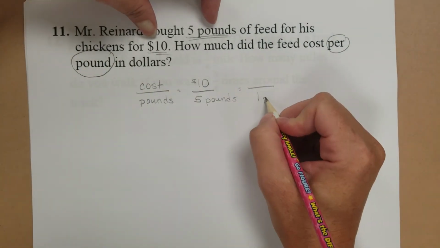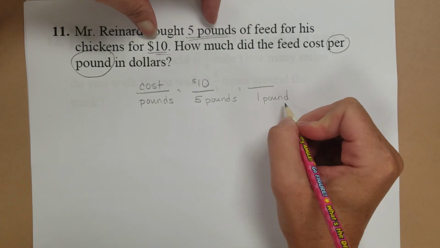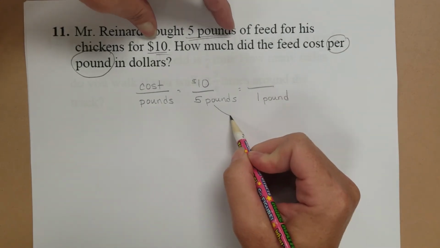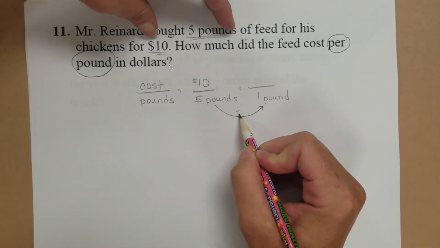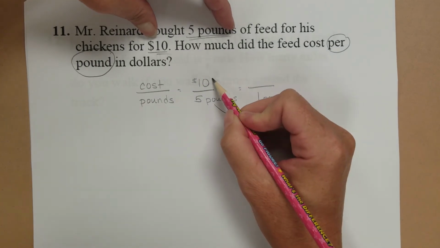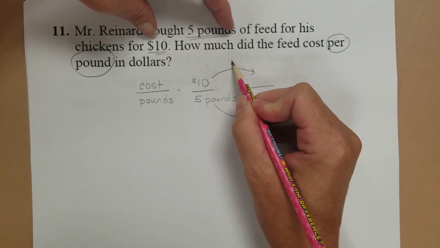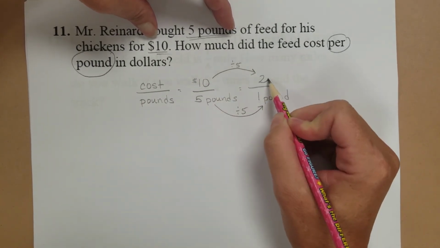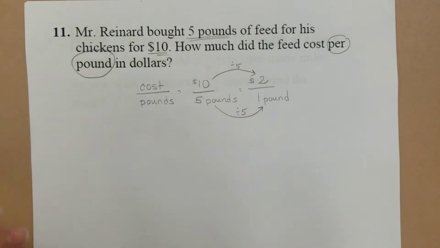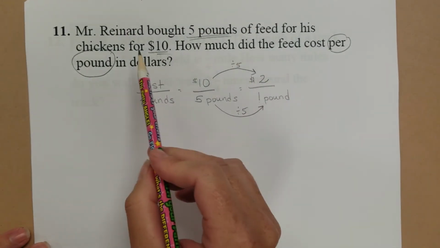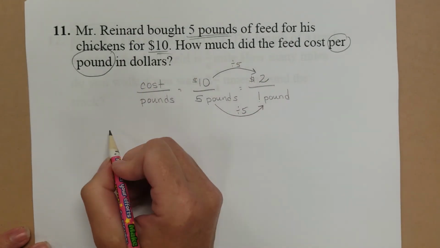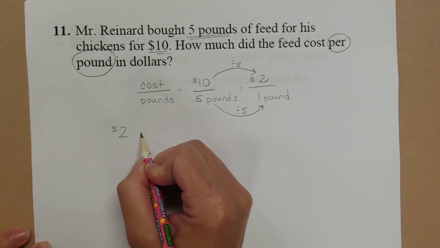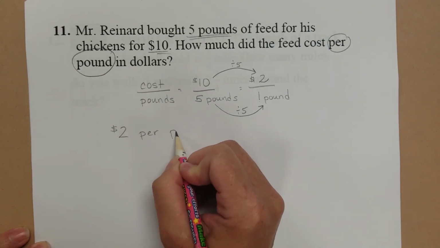5 divided by 5 equals 1. 10 divided by 5 equals 2. So it would be $2. So how much did the feed cost per pound in dollars? It costs $2 per pound.